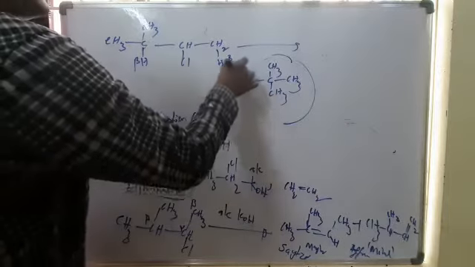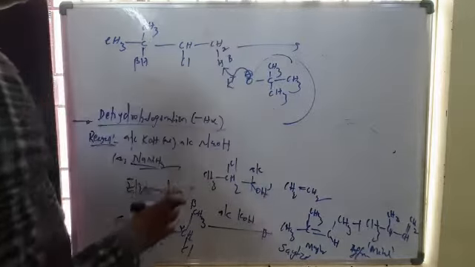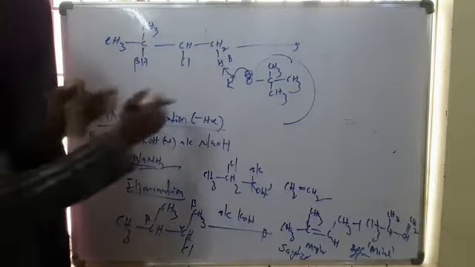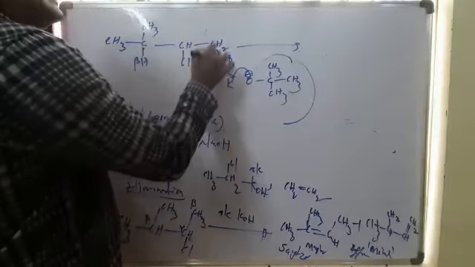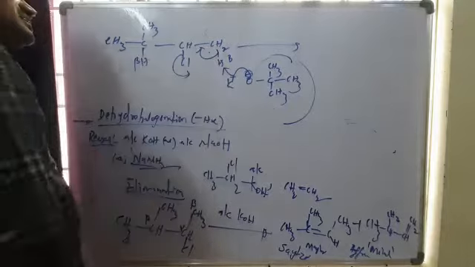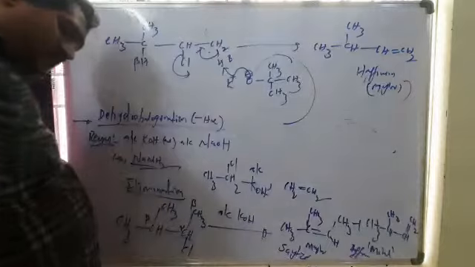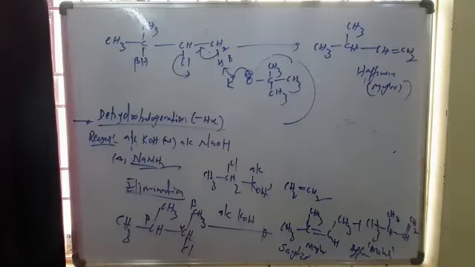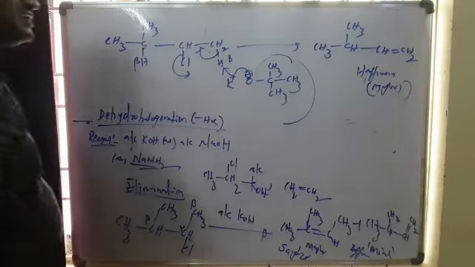The bulky base abstracts the proton at the less hindered side. This is the more hindered side, this is the less hindered side. So abstraction takes place at the less hindered side and chlorine is eliminated. Now the Hofmann product is the major product, and the Saytzeff is the minor product. In the case of this reaction, Hofmann is the major product.